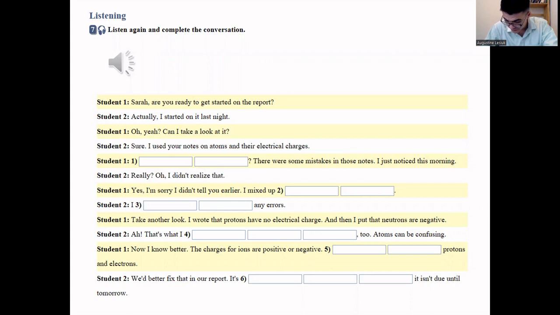I didn't notice any errors. Take another look. I wrote that protons have no electrical charge. And then I put that neutrons are negative. Ah, that's what I thought it was too. Atoms can be confusing. Now I know better. The charges for ions are positive or negative. That involves protons and electrons. We'd better fix it. Positive or negative. It's a good thing it isn't due until tomorrow.